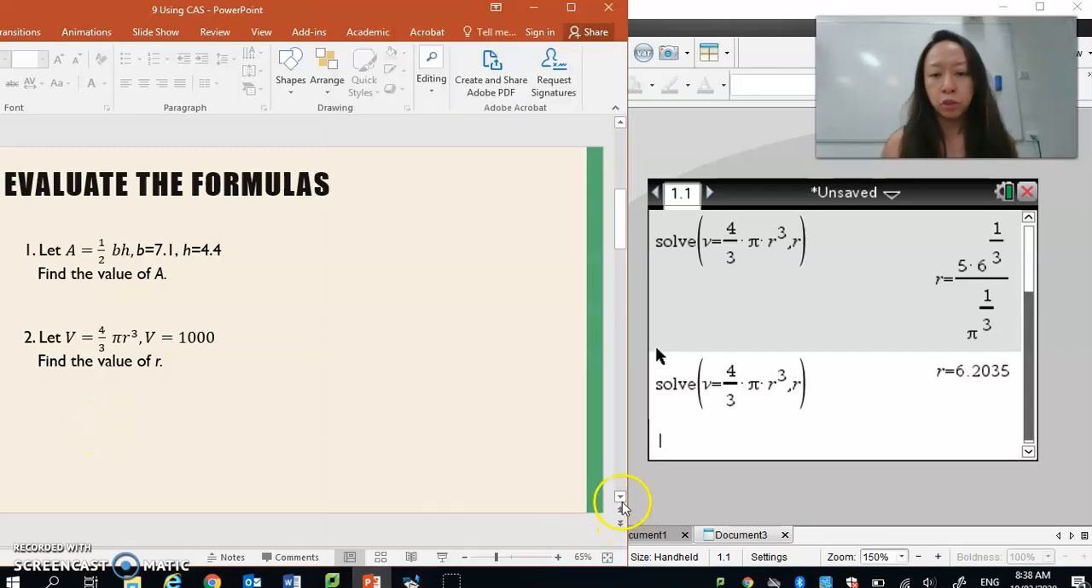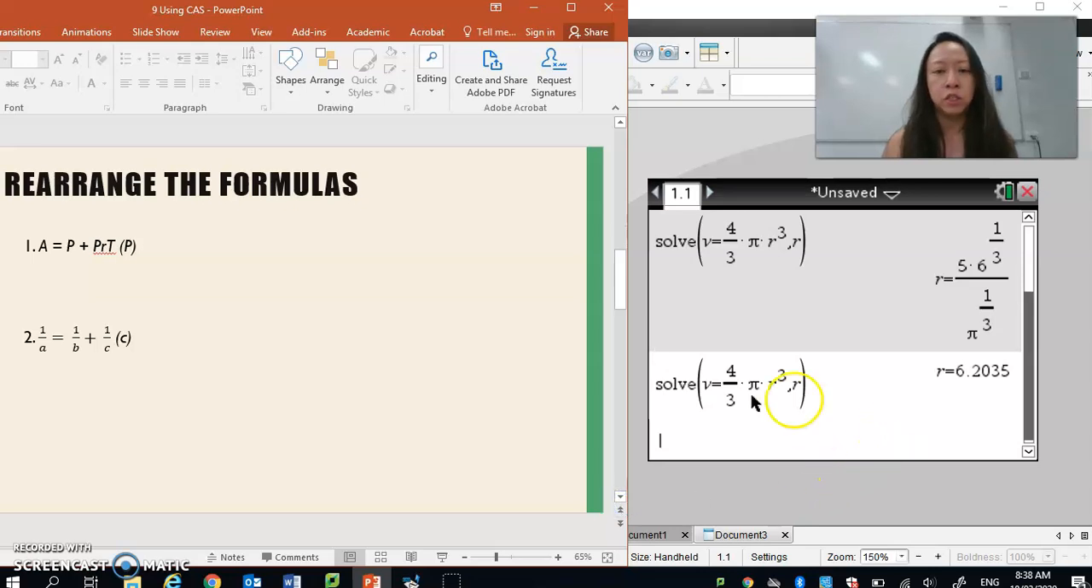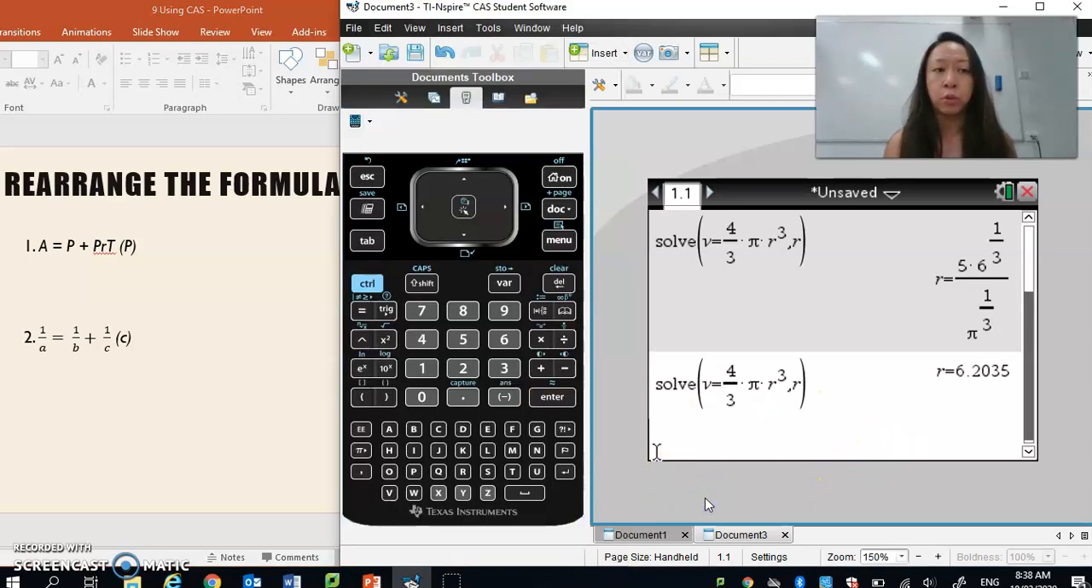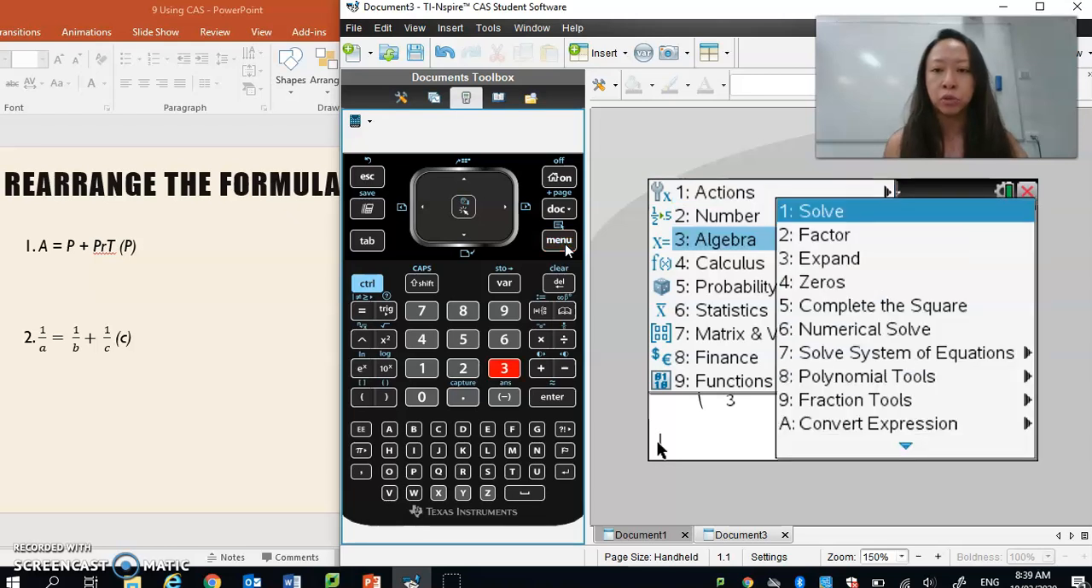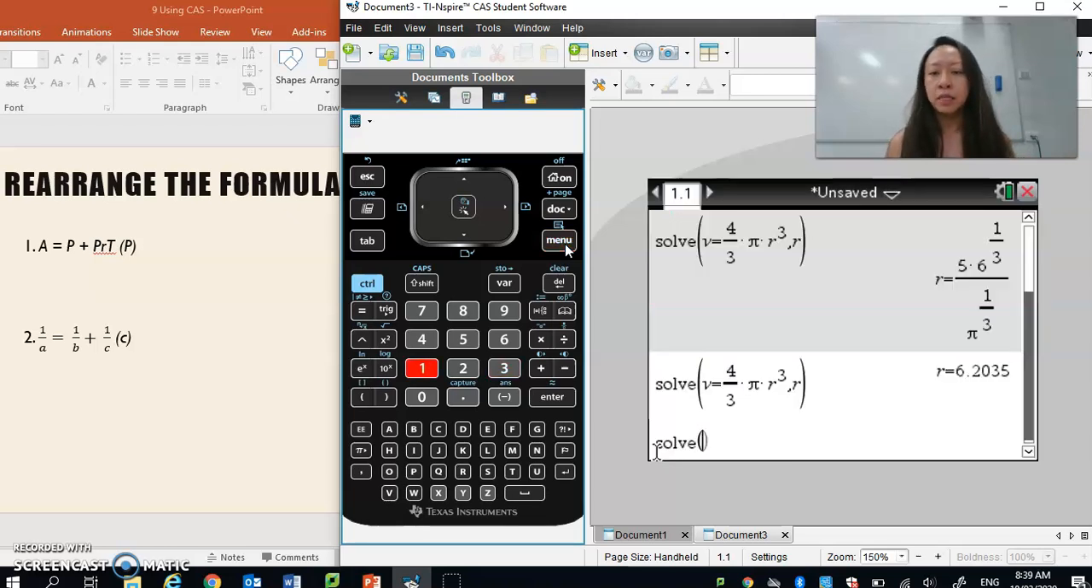If we go to different scenarios, let's say rearranging a formula, how do we do that using the TI CAS? It's basically the same thing. We go back to the solve. Now instead of choosing algebra, I just press 3 and 1, and this leads me straight to the solve function. In order to solve this, I'm trying to rearrange this equation with P as the subject.